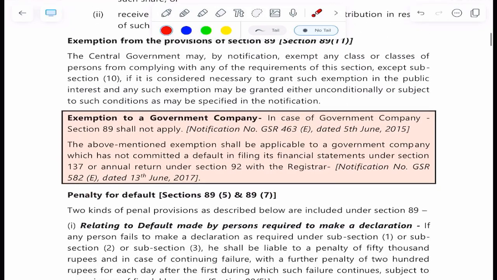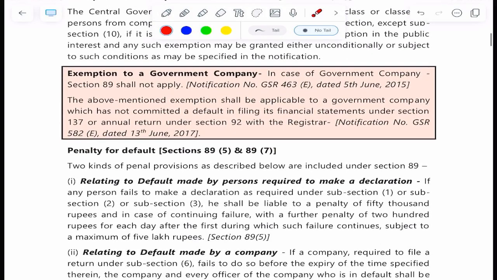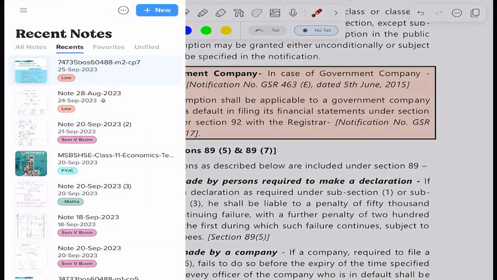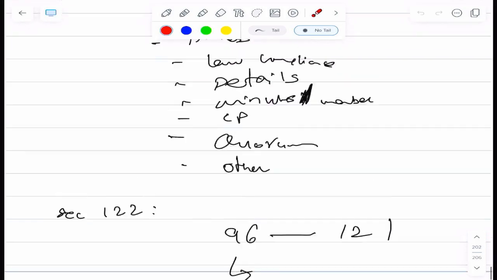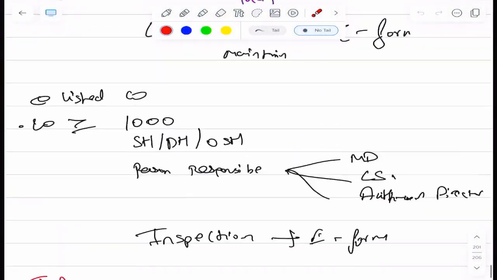Exemption to a government company. In case of a government company, section 89 shall not apply. Notification number GSR 463(E) dated 5th June 2015. The above-mentioned exemption shall be applicable to a government company which has not committed a default in filing its financial statement under section 137 or annual return under section 92 with the registrar, notification number GSR 582(E) dated 30 June 2017. Add the government company in your notes too.